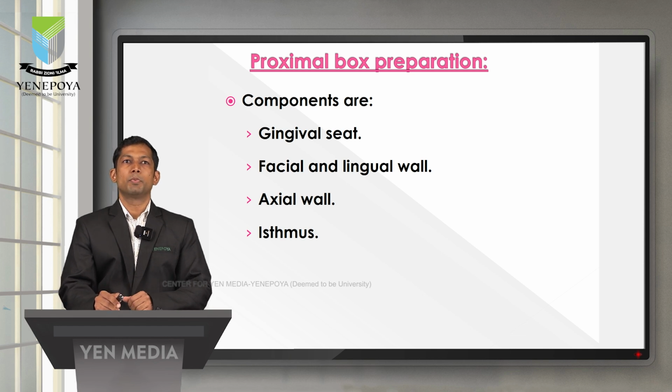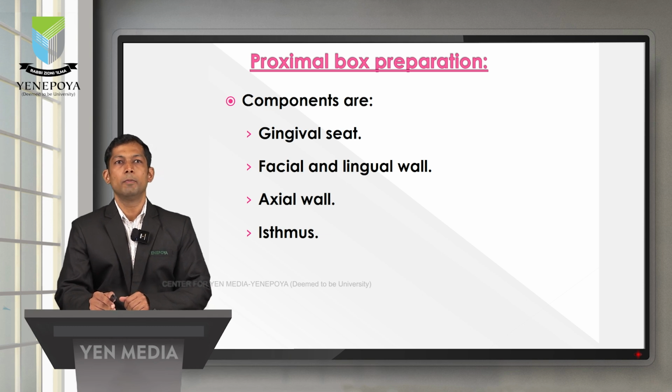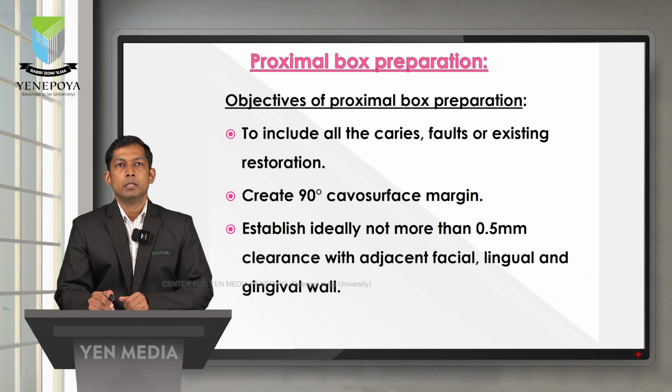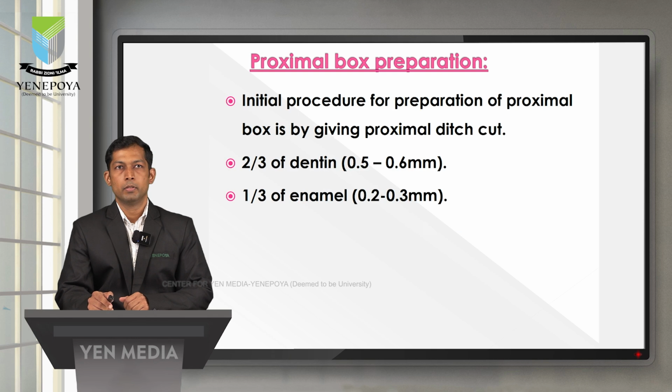Coming to the proximal box preparation, this has the following components: a gingival seat, facial and lingual walls, axial wall and isthmus. Let us see what the objectives of proximal box preparation are. First is to include all the caries, faults or existing restoration, create a 90-degree cavosurface margin, and establish ideally not more than 0.5 millimeter clearance with the adjacent facial, lingual and gingival walls.